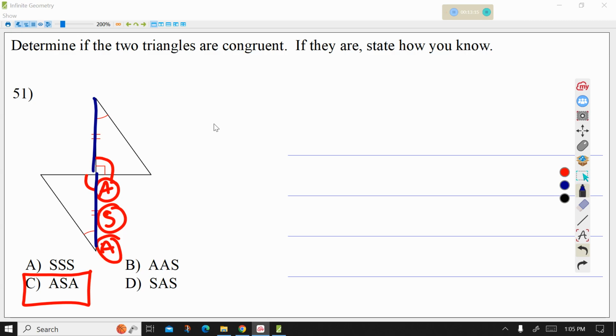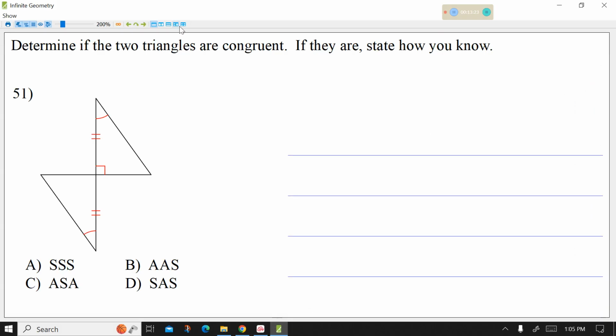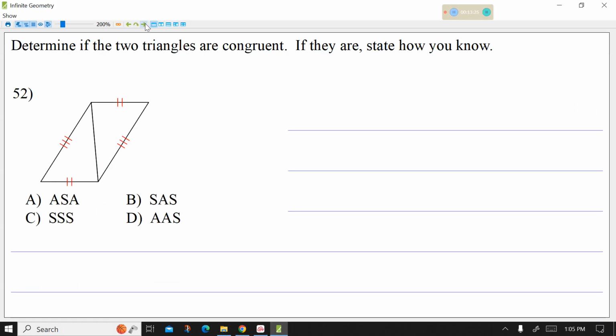Okay? So the next thing that I'm going to do is basically just keep moving through. All right, let's see if we can get an example. I want to catch one that has not enough information. Okay, so here on 52, you should mark the common side right in the middle. If you mark that common side, you should be able to see that we have 3 pairs of common sides now. So 52 would be side, side, side.